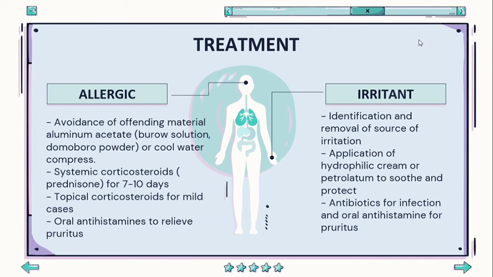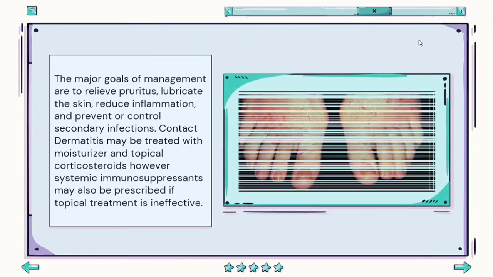For the treatment of irritant contact dermatitis, these are the following treatments: identification and removal of source of irritation, application of hydrophilic cream to soothe and protect. This medication is used as a moisturizer to treat or prevent dry, rough, scaly, itchy skin, and minor skin irritations. We could also use petrolatum. Petrolatum is a mineral oil made from petroleum. Petrolatum topical for skin is used to help protect minor cuts, scrapes, burns, or eczema. And lastly, antibiotics for infection and oral antihistamine for pruritus.